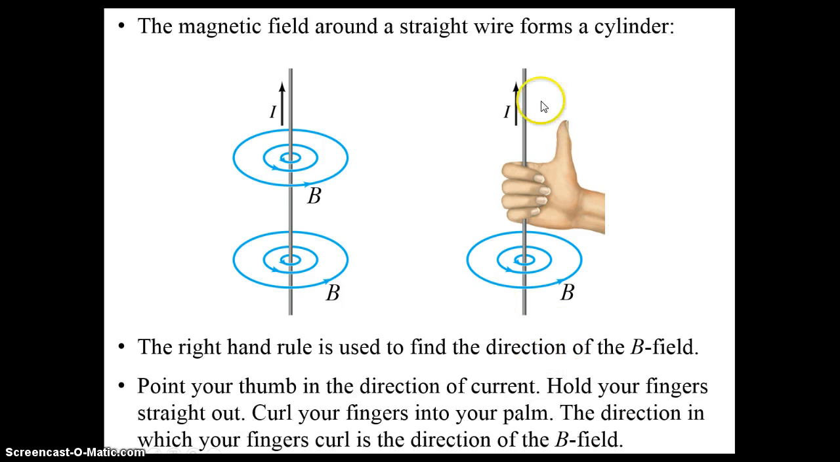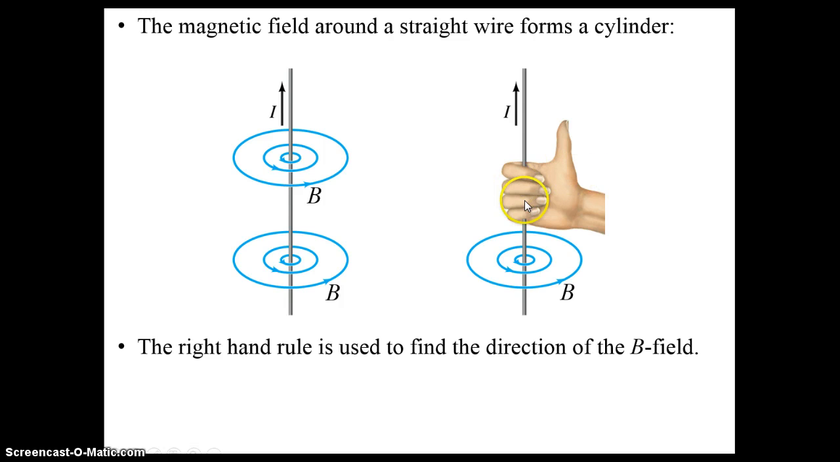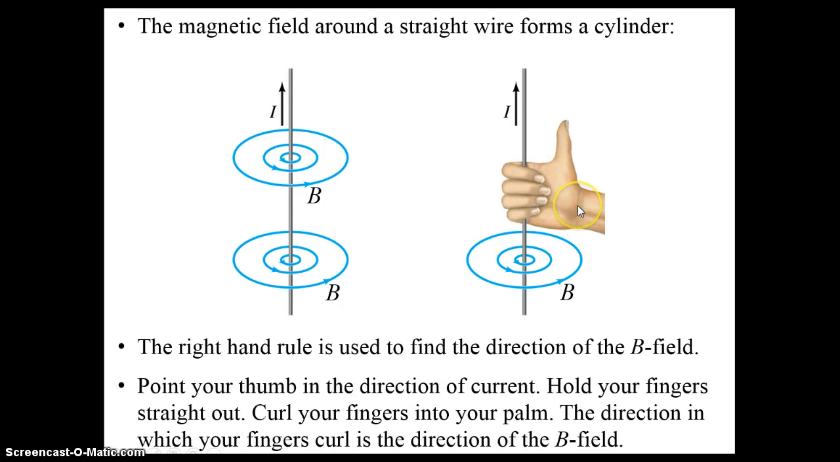So the right-hand rule says, take your thumb, point it in the direction of the current. The wire is going straight up, and the current is going from bottom to top. So your thumb points up, where the current goes. Then you hold your fingers straight out, not like shown here, but straight out, like you're about to give someone five, or shake a hand.